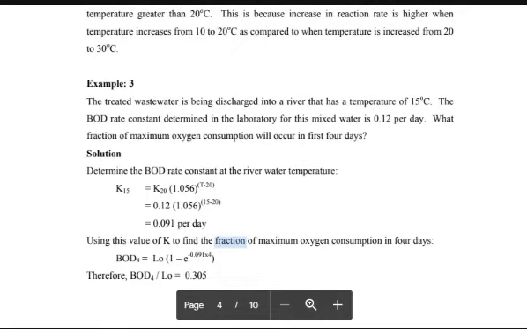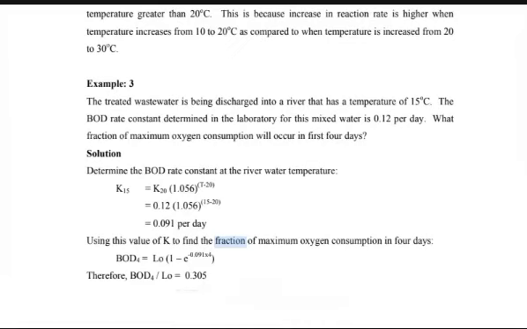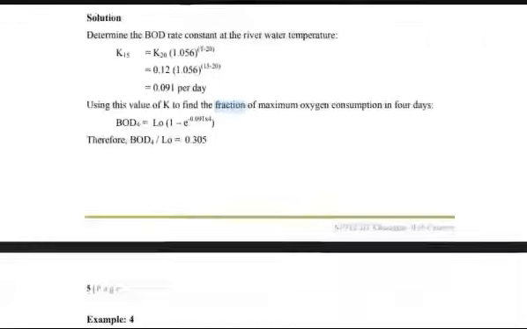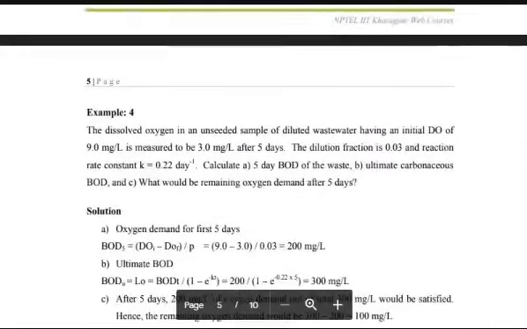So this is a very simple numerical that we solved. Now we will see another numerical based on this one. Here we are interested in first calculating the fraction of maximum oxygen consumption and the value of k. Now take another numerical.